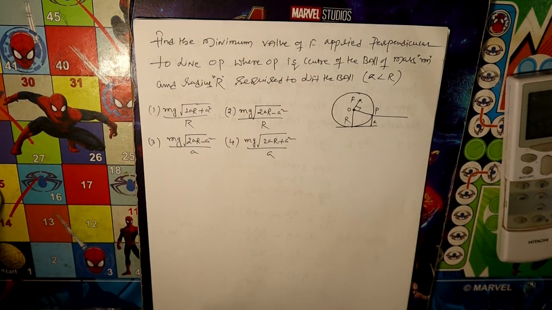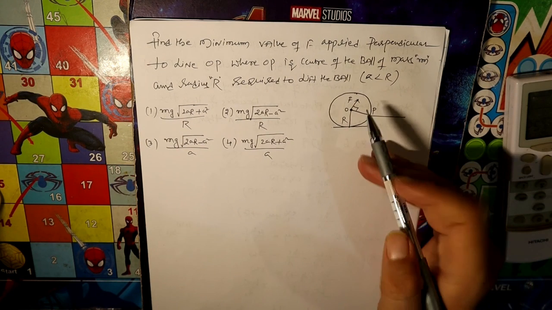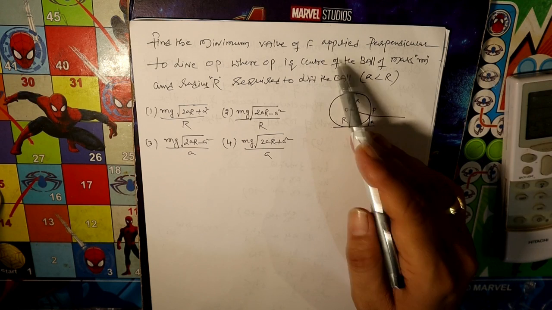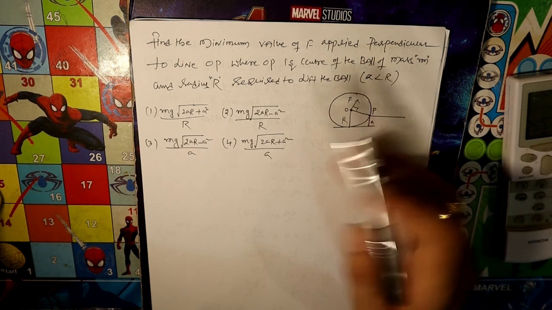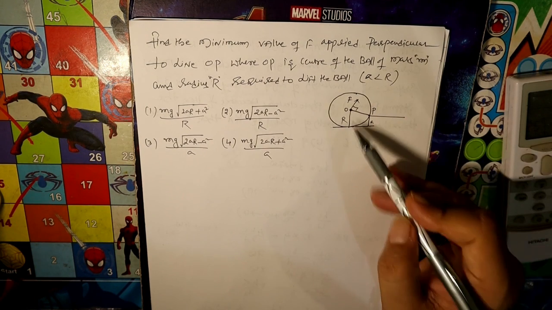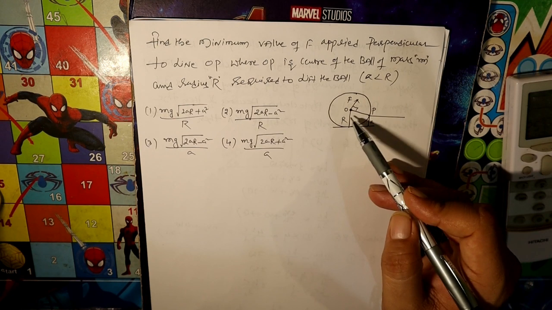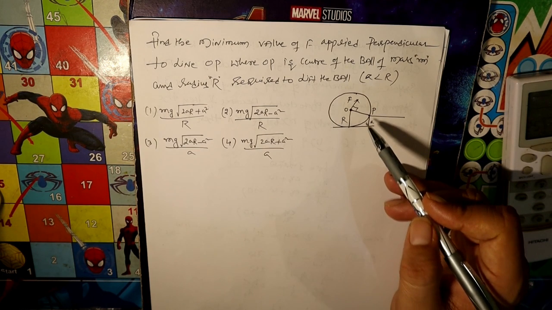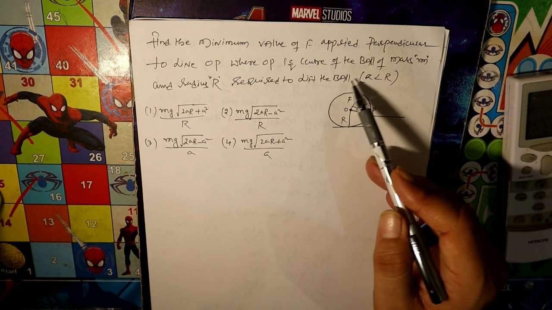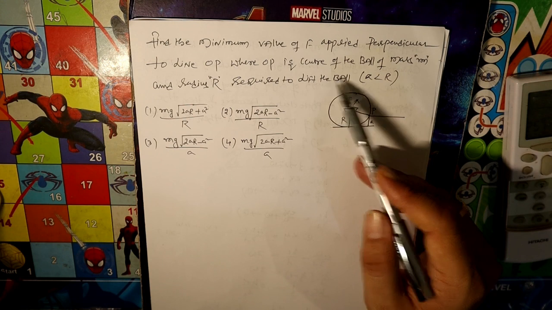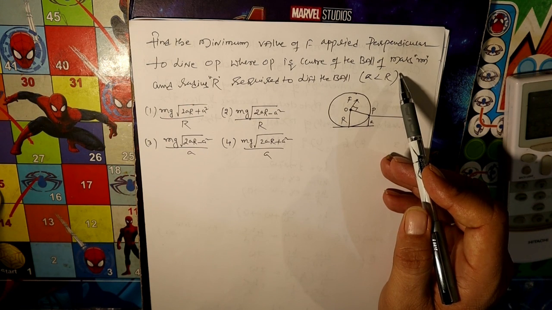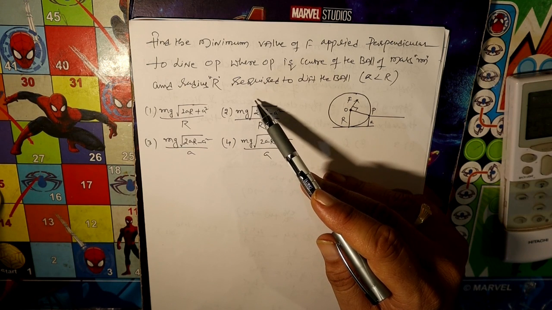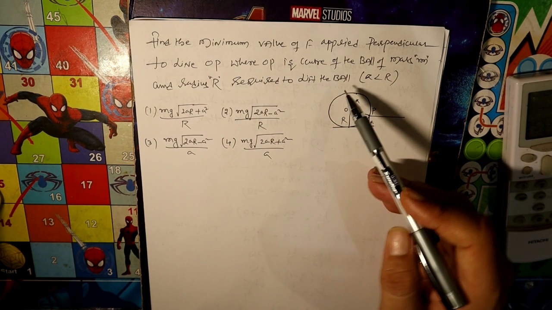Now let us discuss another model. Here find the minimum value of F applied perpendicular to line OP. This is a force F. This line is perpendicular to OP, where OP is the center of the ball of mass m and radius r, required to lift the ball is.